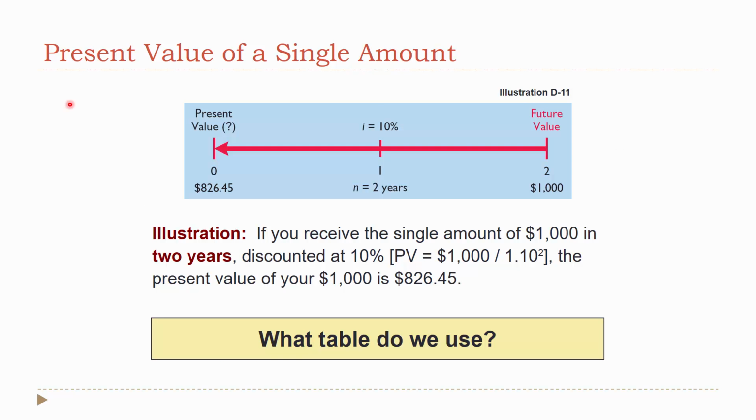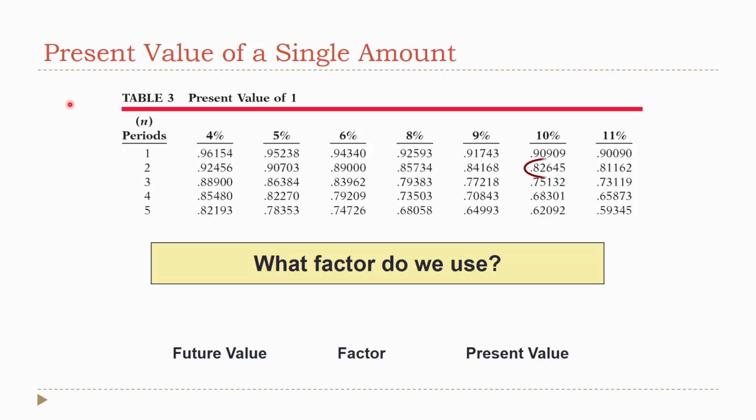Okay, let's look at another example. If you received a single amount of $1,000 in 2 years, discount 10%, what is that value? We could do the calculation with a formula, or we could use our table. If we go to our table, 10% in 2 years, our factor is 0.82645. So we take our future value times the factor, that is worth $826 in terms of today's money.